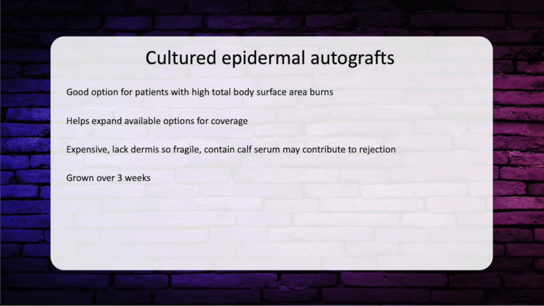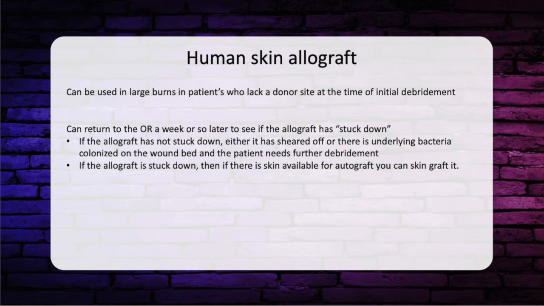And the only issue, other than being expensive, is they take about 3 weeks to grow, and they don't come in huge sheets. So with that, somewhere that doesn't have the availability to grow these, or you need to cover something faster than 3 weeks, Brian, what else can we use? You can also use human allograft. That could be used in a patient that has a large burn and they may lack donor site at the time of initial debridement. What you could do is take them to the OR, debride the area, and if it looks like it's healthy and clean, then you can put the allograft.